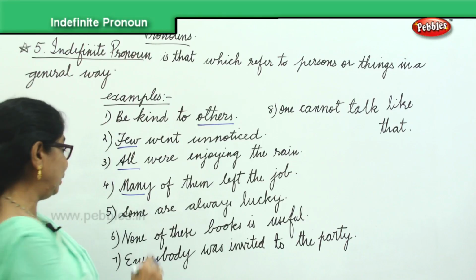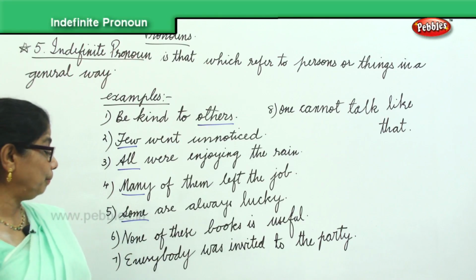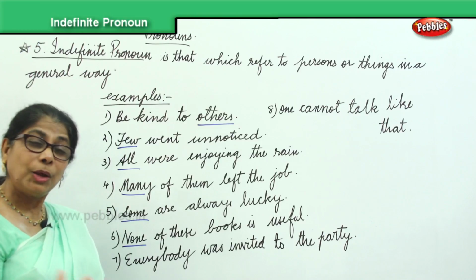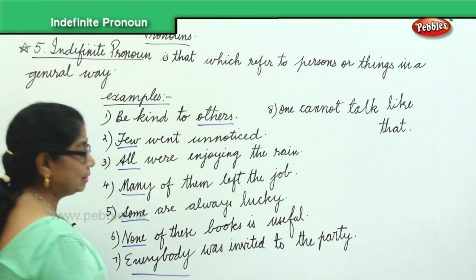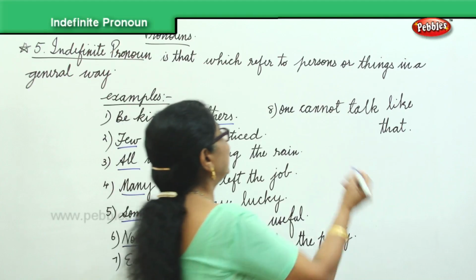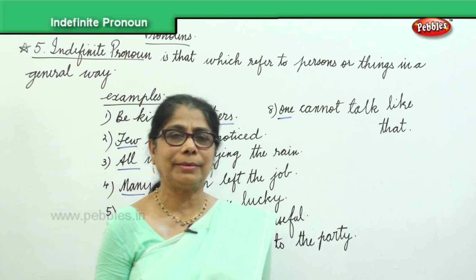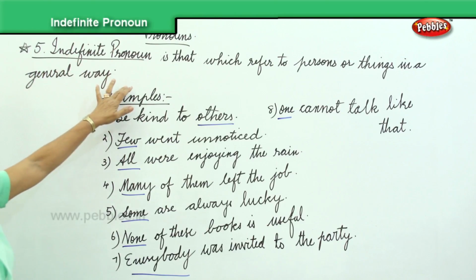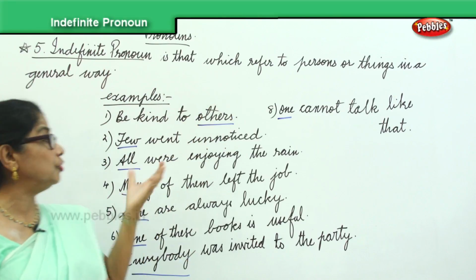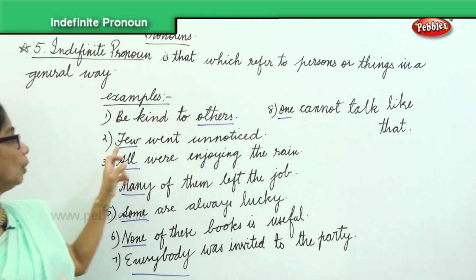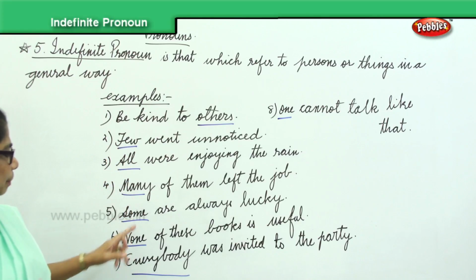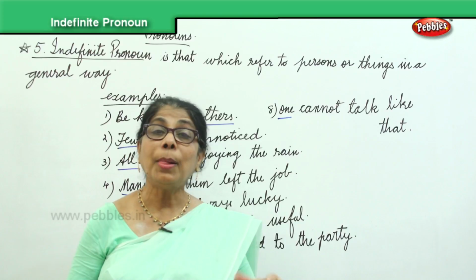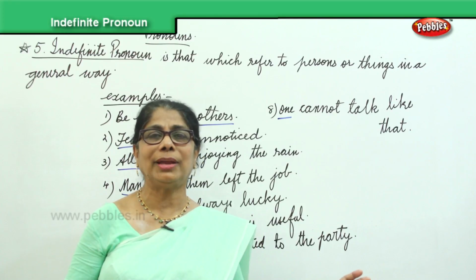Some are always lucky. Some people are always lucky. Some. None of these books are useful. So many books are there, but we don't specify. We're talking in general. Everybody was invited. Everyone was invited to the party. One cannot talk like that. Now, in this exercise, we are talking about indefinite pronouns, which refer to persons or things in general. So, others, one, few, all, many, some, none, everybody, all these, we refer to not definite, but in general we are talking.